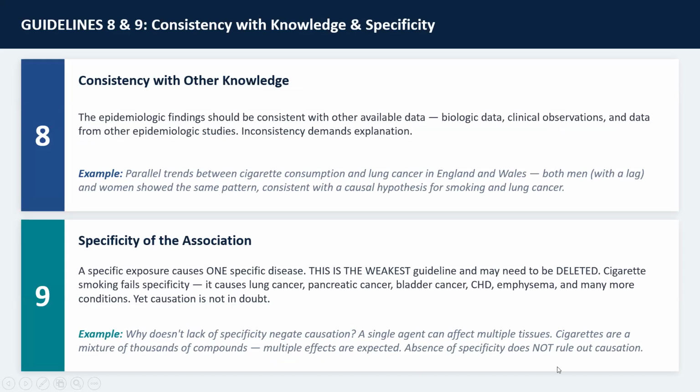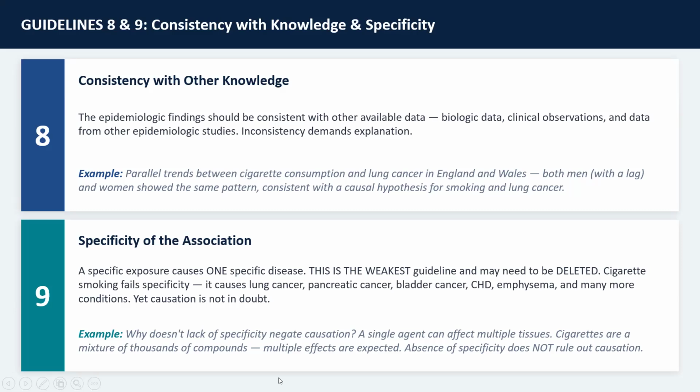Next is consistency with other knowledge. The epidemiological findings should be consistent with other available data, biological data, clinical observation, and data from other epidemiological studies. Inconsistency demands explanation. For example, parallel trends between cigarette consumption and lung cancer in both men and women show the same pattern, consistent with the causal hypothesis for smoking and lung cancer.